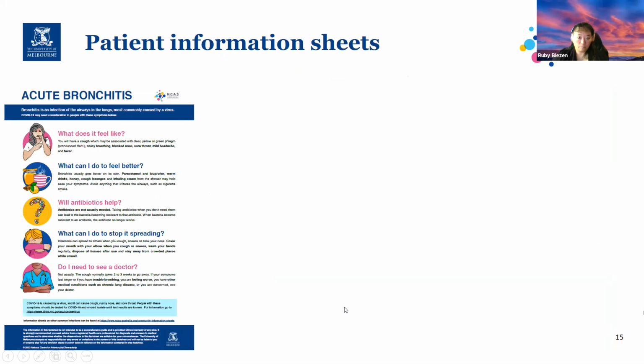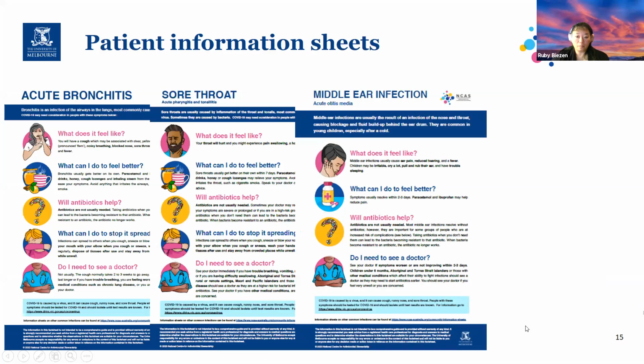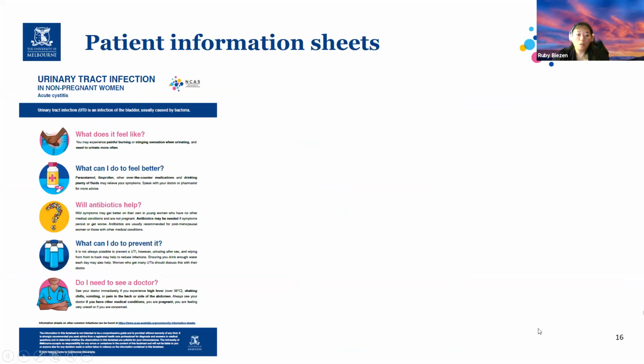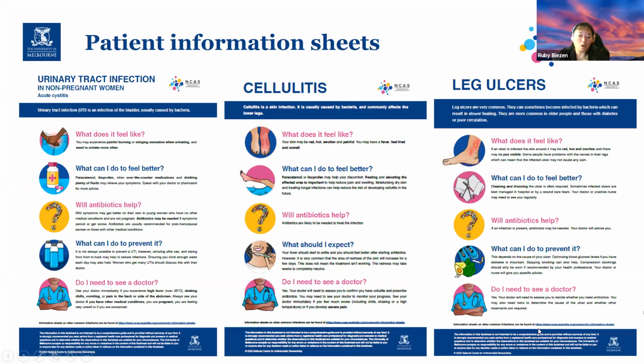So we have developed 7 patient information sheets: acute bronchitis, acute pharyngitis and tonsillitis, otitis media, rhinosinusitis, acute cystitis, cellulitis, and leg ulcers. So they're simple and consistent across the 7 information sheets, tailored for the layperson and language consistent to a grade 5 level with bold heading and a balance of illustration and words.